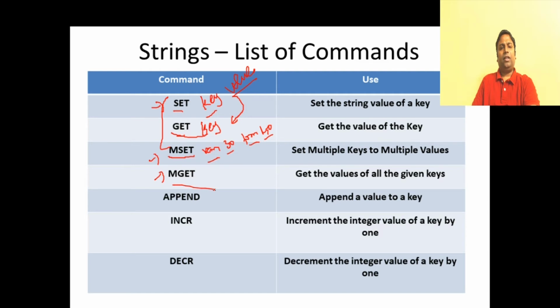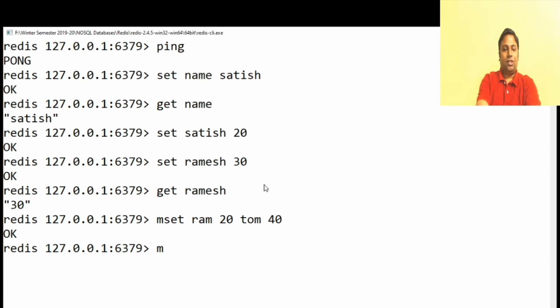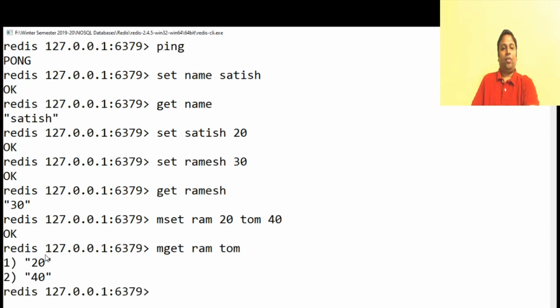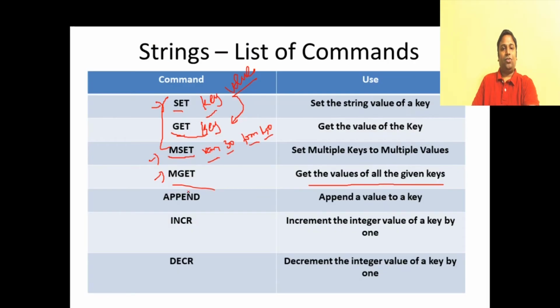MGET, on the other hand, is used for getting the values by using multiple keys. For instance, I have specified a set of keys. It's going to fetch me all the values. For instance, here MGET Ram Tom. We're going to see for Ram the value is 20, for Tom the value is 40. So that's the use of MGET.